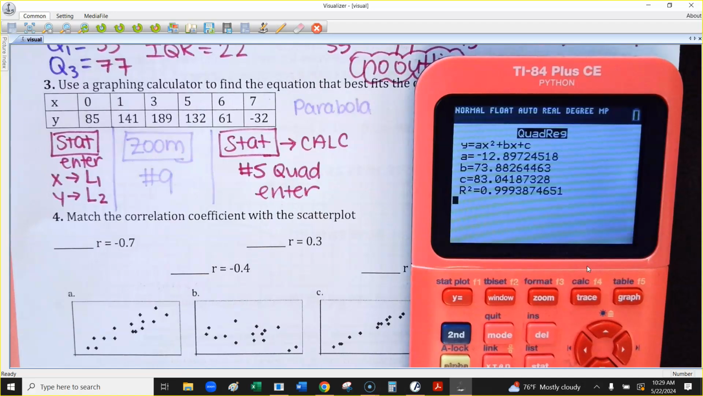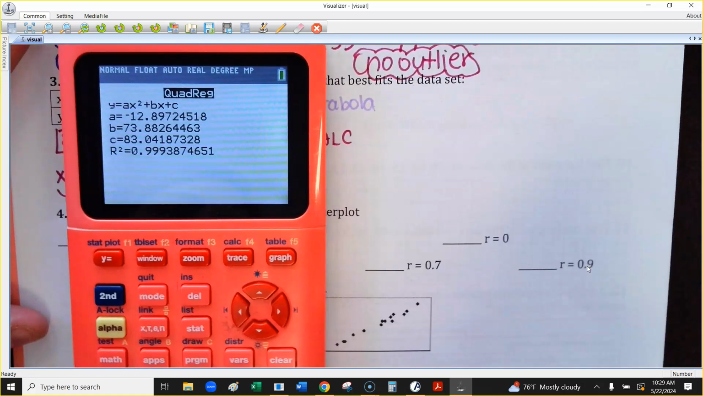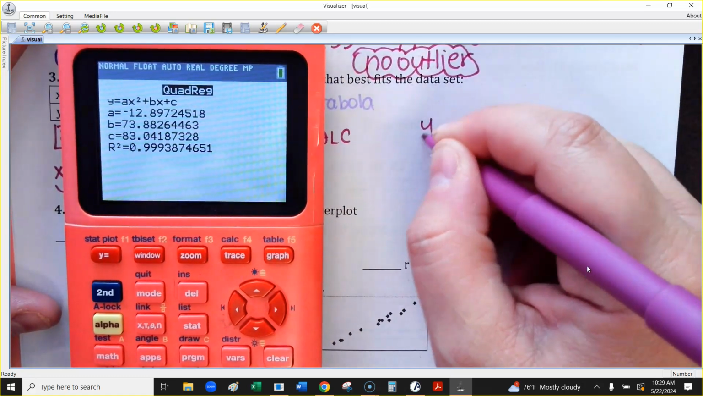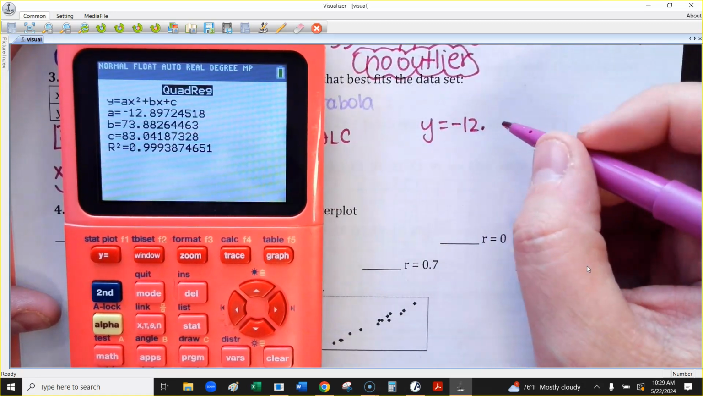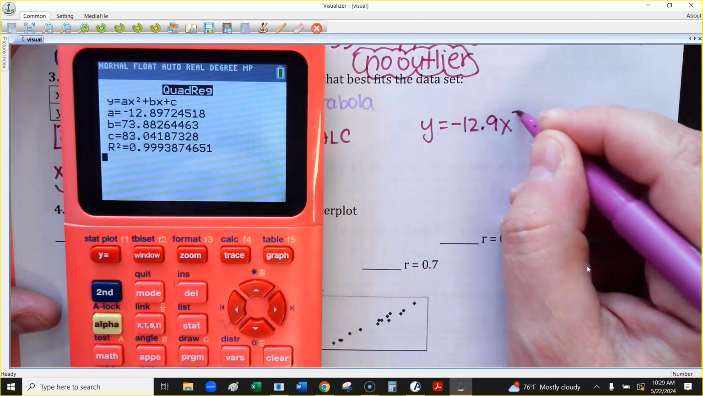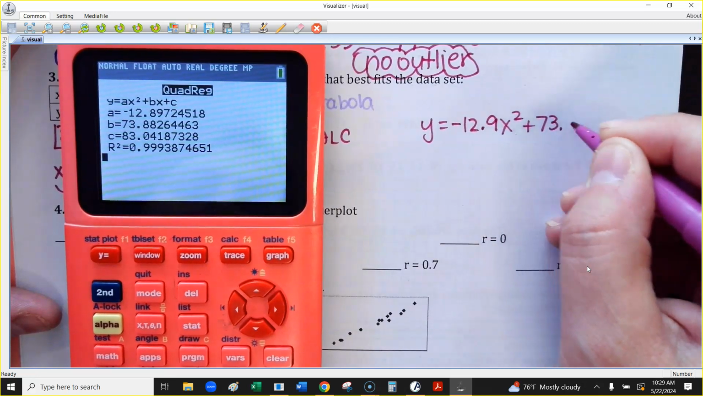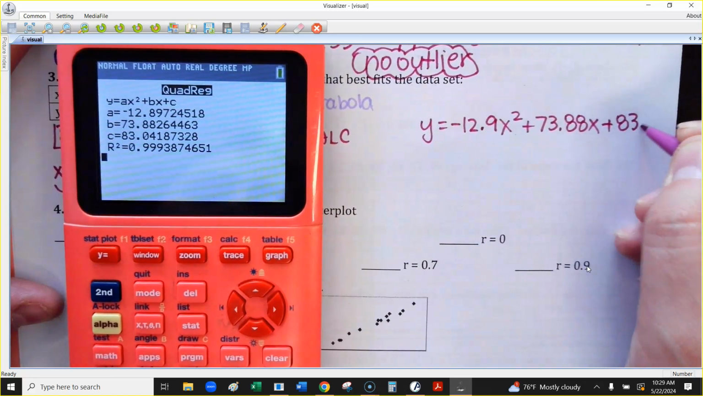Now, on the actual multiple choice on the test, one of the equations will be a line, one of them will be an exponential, one of them will be a quadratic. So you'll be able to eliminate several of the options right away. But it doesn't do a ton of decimal places. I think it just does 2 decimal places. So for this one, my A value, I'd write maybe negative 12 point, that's going to round to negative 12.9 if I round to 2 decimal places, x squared, and then plus 73.88x, and then plus 83.04.